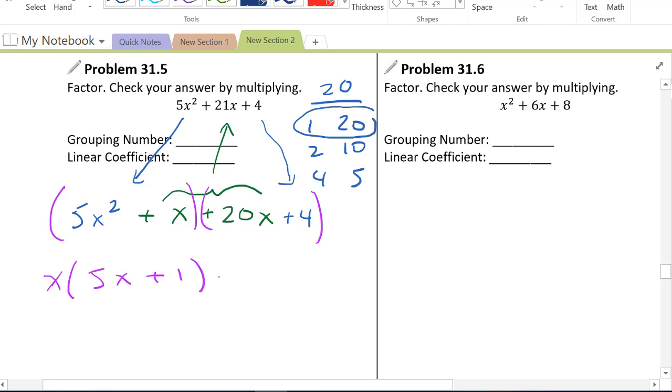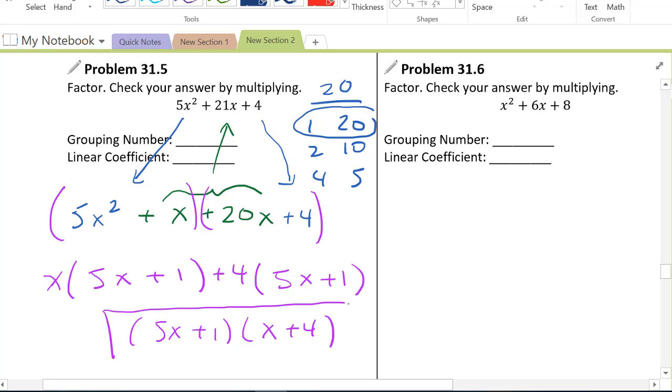I can factor out a plus 4 here, right? 20 and 4, what's in common, right? I can factor out x here because I have x squared here and an x over here. Now, so back here we have a pull out of 4, I'm left with 5x plus 1. See, 5x plus 1 is in common, so I factor that out. 5x plus 1, what's left over? X plus 4. And that's my solution.